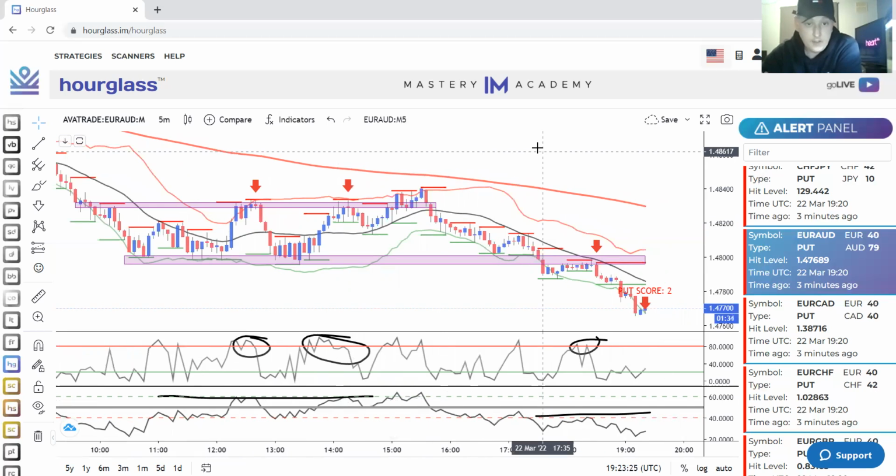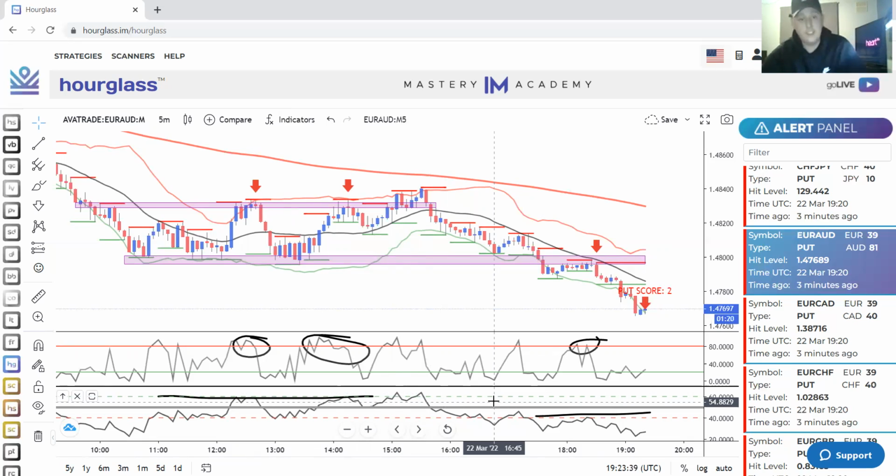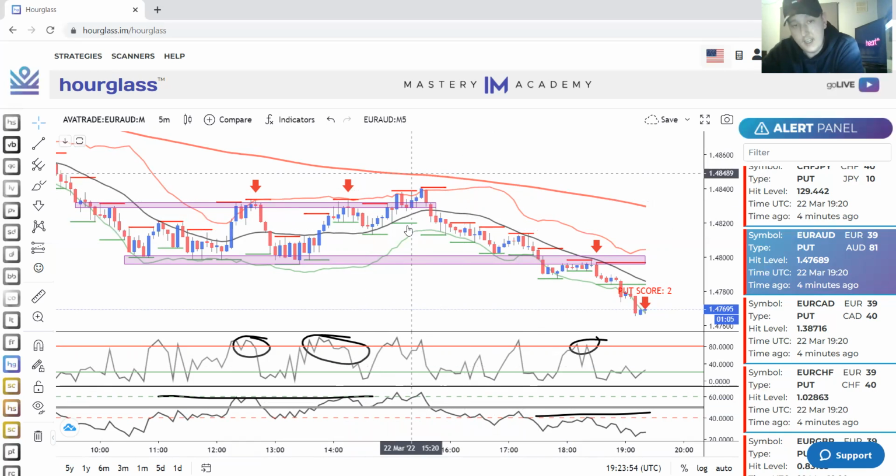And the reason why I wouldn't have entered on these candles here is because if we look down at our RSI plot line, you can see that it actually broke out above that green dotted line, which indicates that we might be seeing more buying pressure, and then price would look to start going in the upward direction. So I just waited to see what would happen.